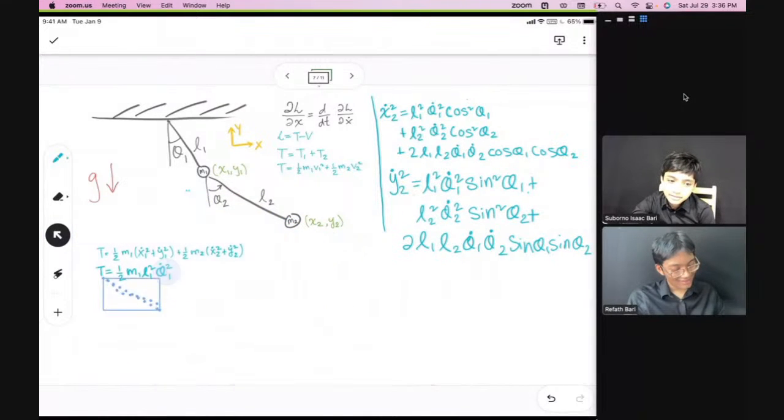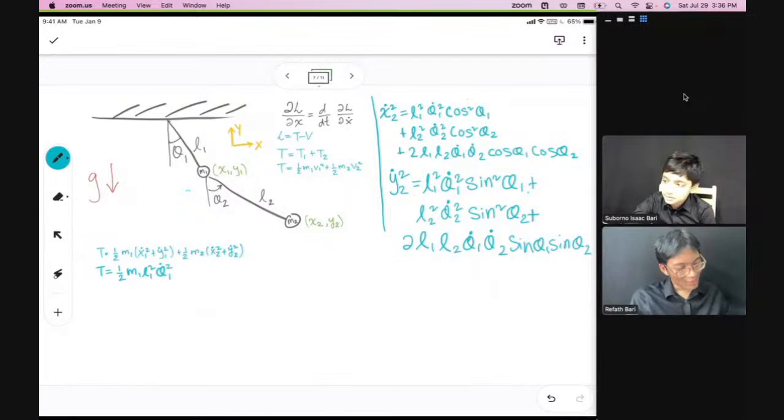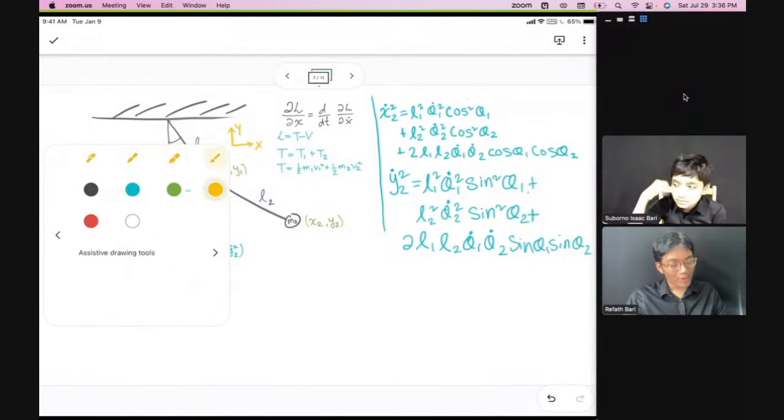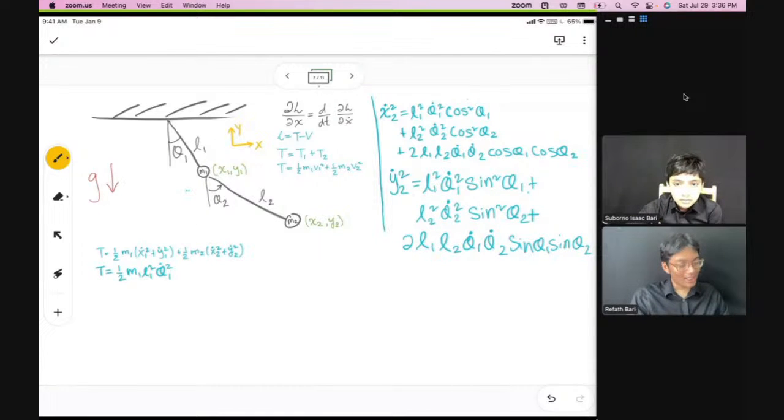Except it's mundane. So, okay, now let's add up x2 dot squared and y2 dot squared. Do you see any kind of things that we can exploit? Hint, hint, the things that are highlighted.